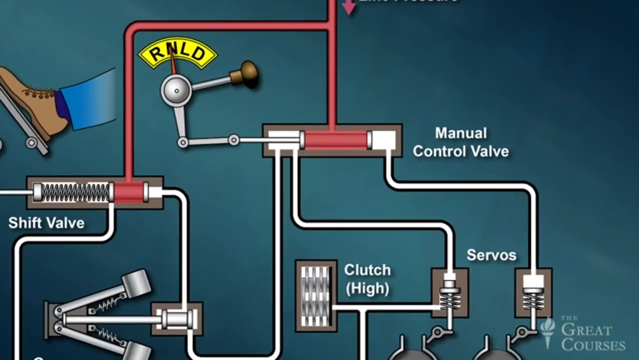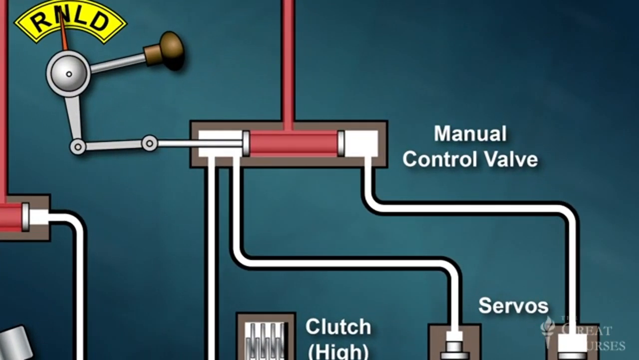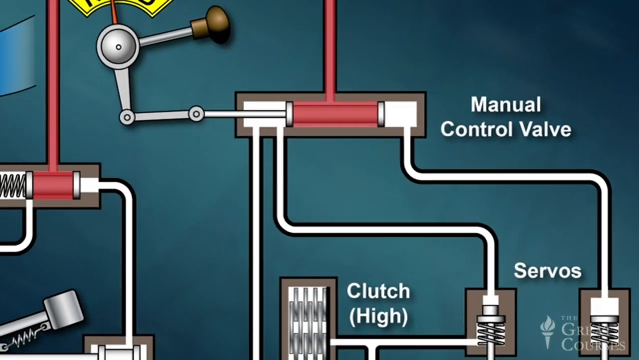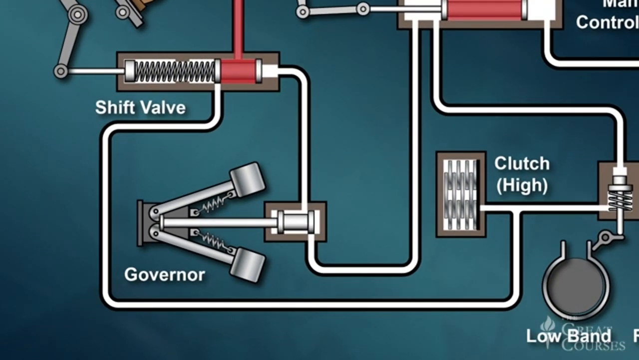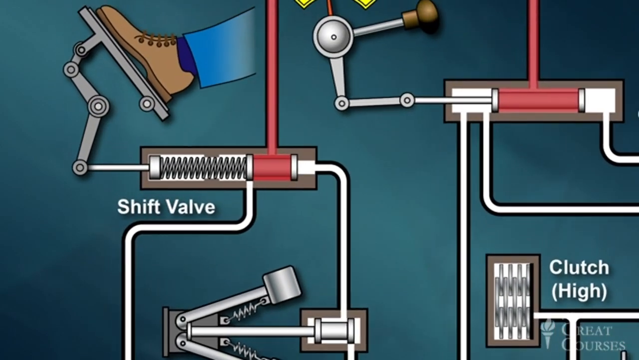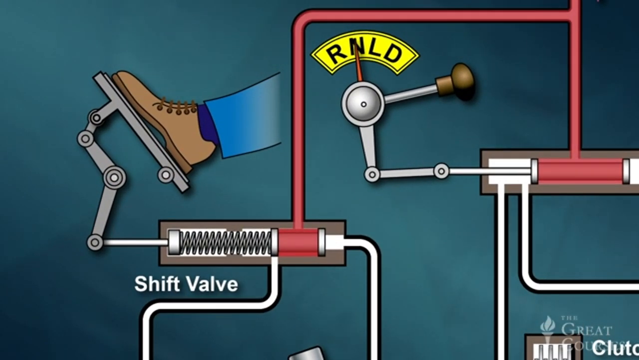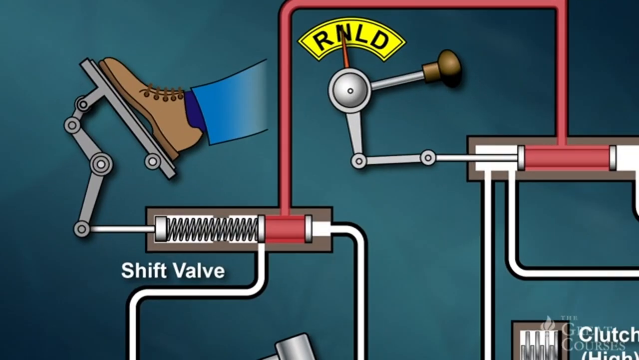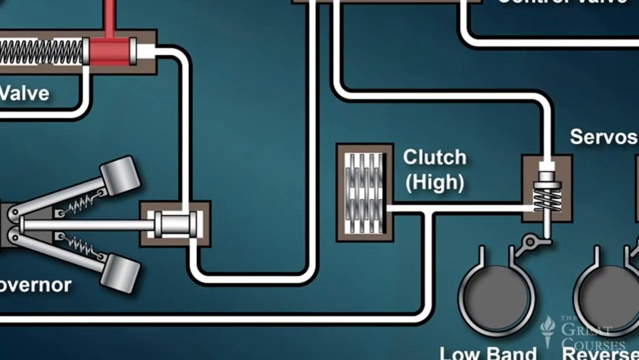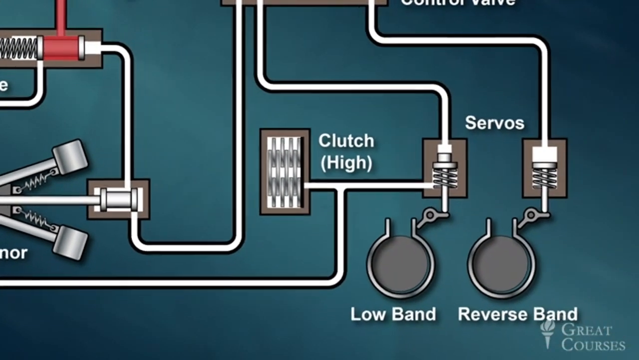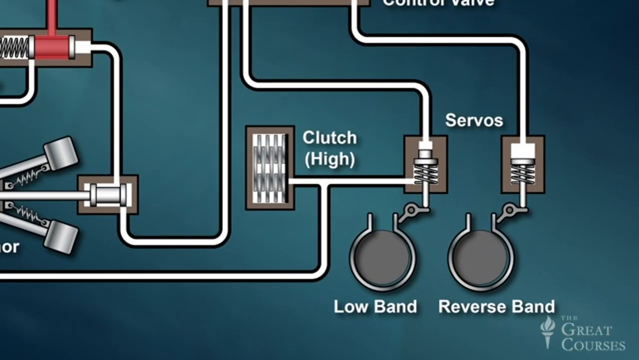This simple control unit consists of the following components: the manual control valve, a cylinder containing a spool-shaped piston that's directly connected to the driver's shift lever; the governor, a sensor and valve assembly connected directly to the transmission output shaft; the shift valve, which receives mechanical input directly from the accelerator pedal or the throttle at one end, and hydraulic input from the governor at the opposite end; a clutch, which is used to engage high gear; two brake bands, which are used to engage low gear and reverse.